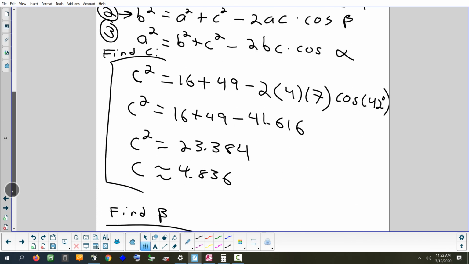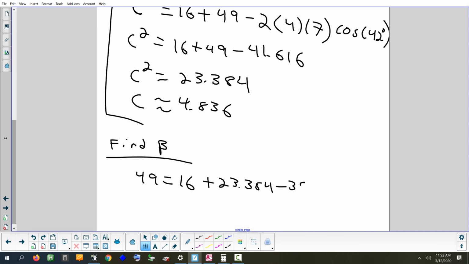38.688. And that's times the cosine of the angle you're looking for.